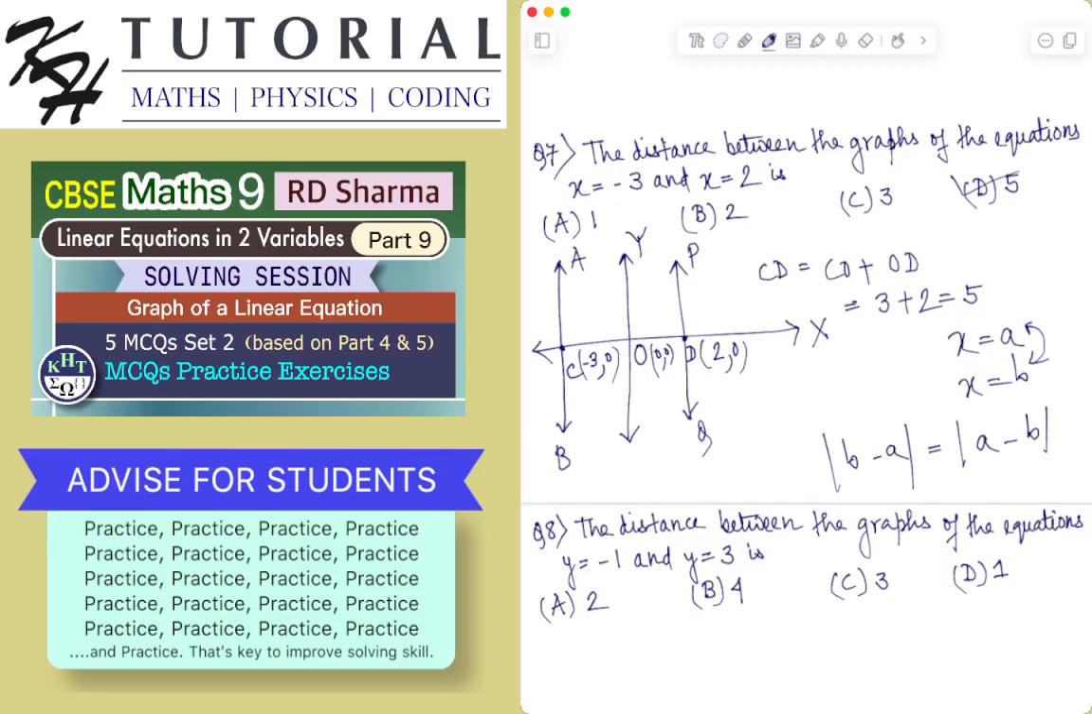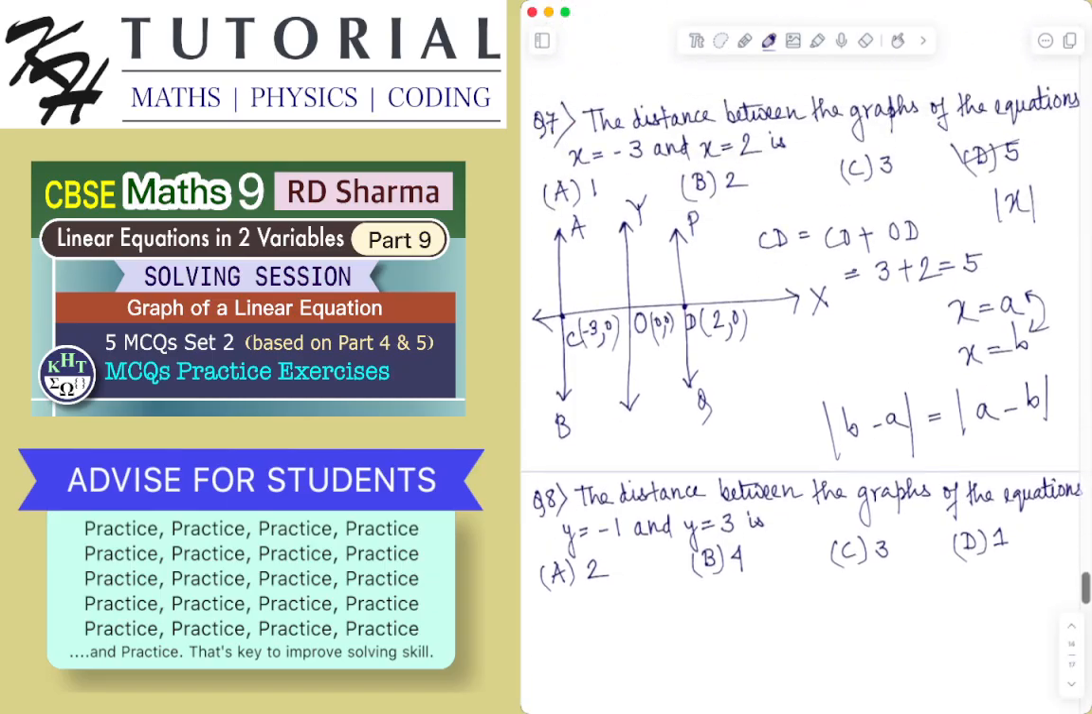The mod means absolute value. This is the mod operator. This means the numerical value of x. If x is -4, then mod of x will be 4. If x is 0, mod of x is 0. If x is 2, mod of x is 2. Okay.